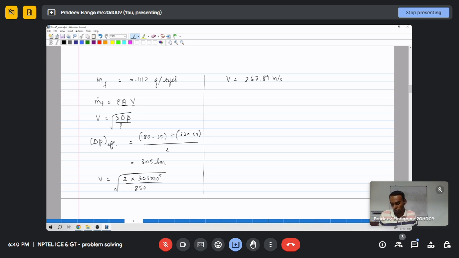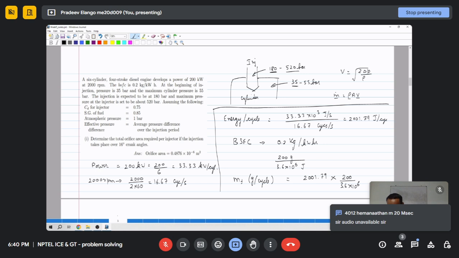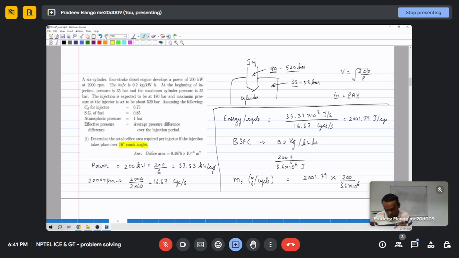Now we know the total mass that has to be flown, but we do not know the mass flow rate. To find the rate, we are given the crank angle for which it is injecting. So that is 16 degree crank angles. With the 16 degree crank angles and 2000 rpm, we will be able to find the time taken for injection.